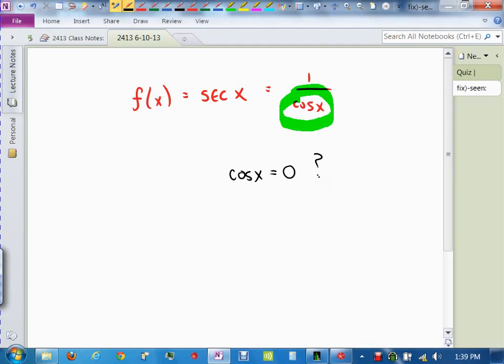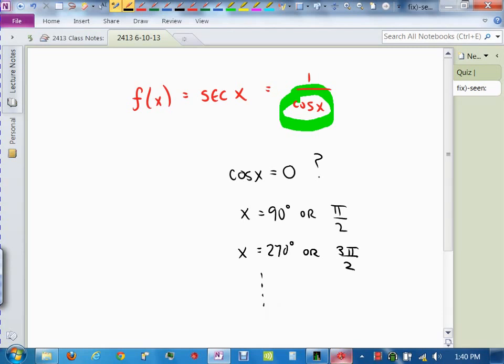So are you thinking unit circle here? Straight up, 90 degrees? That's correct. 270 straight down. So if x is 90 degrees, or let's do radians, pi over 2. And another one would be x is 270, or what's that, 3 pi over 2? And actually, there's infinitely many, aren't there? Those are things that would not be in the domain.